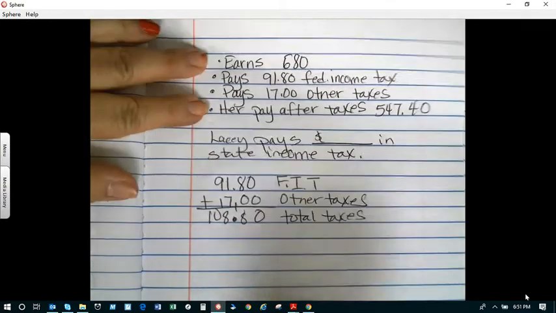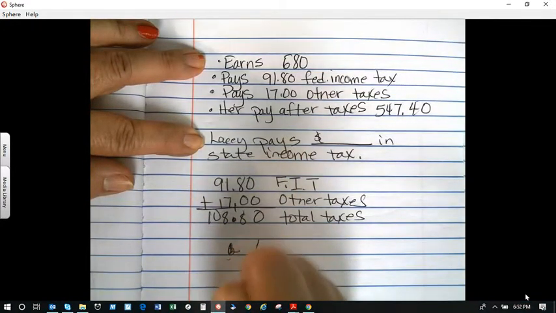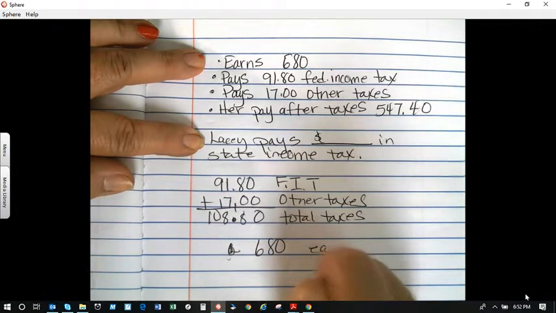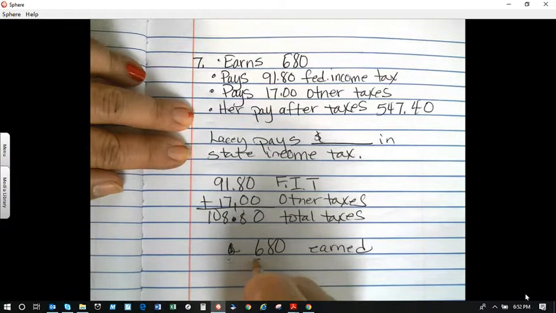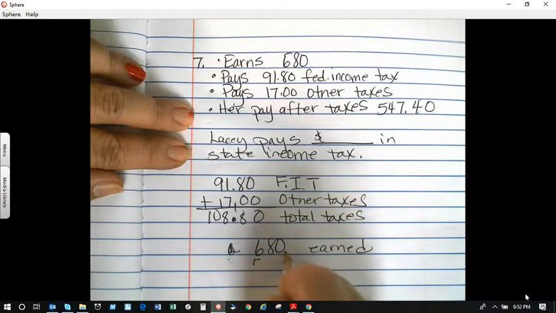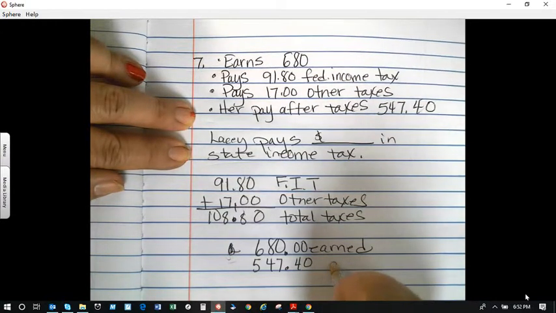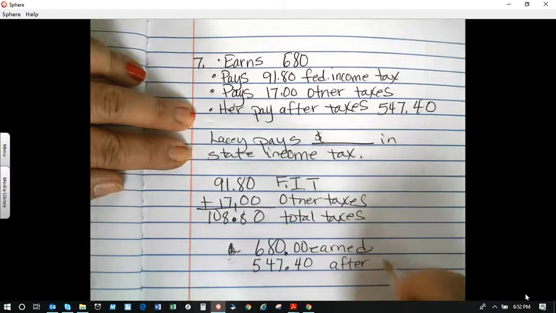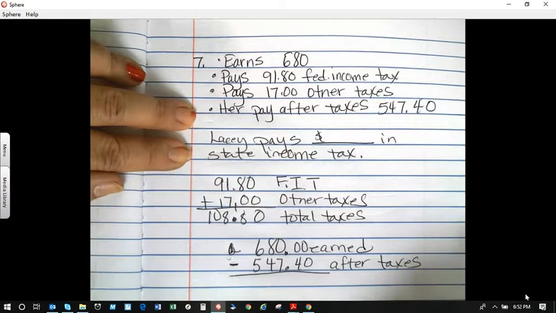Now I'm going to take what she's earned. So $680, this is earned, or what she earns. And this is $500. Now I have to put my zeros. $547.40. This is after taxes. I'm going to subtract that out.